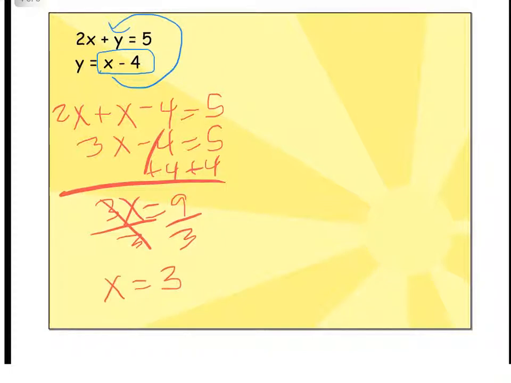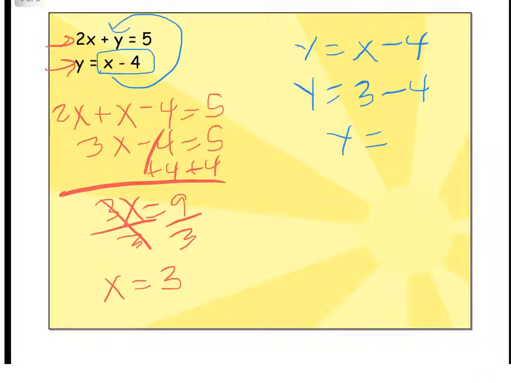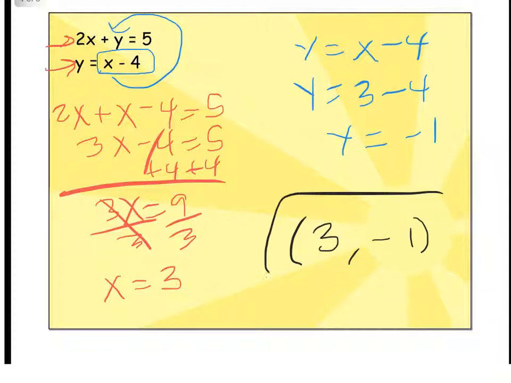Now I can put x back into either of my two equations up here. I'm going to use the bottom one. It's going to make it easier to solve for y. So I can see y is equal to x minus 4. So y is equal to 3 minus 4. So y is equal to negative 1. My last step is to write it as an ordered pair. So (3, negative 1).